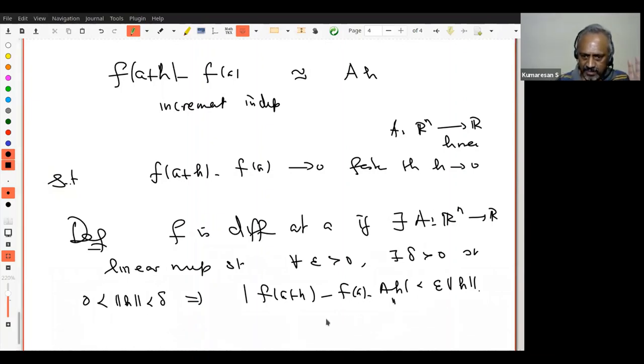Earlier, in the two variable case, H was (H, K), A was (A, B), and this AH was alpha H plus beta K. So it's exactly similar. And length of H was square root of H squared plus K squared. So everything tallies. This is exactly similar to what we did in the two variable case.